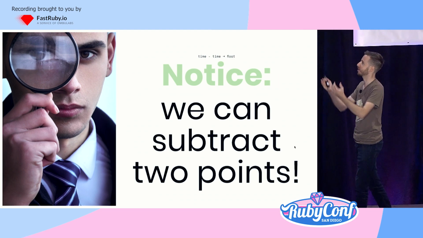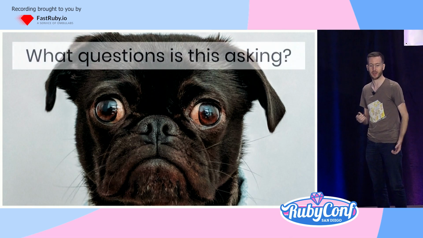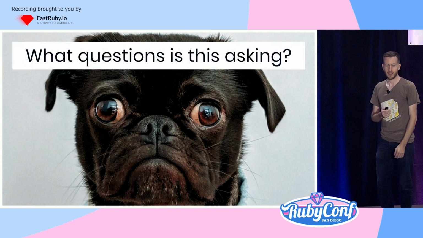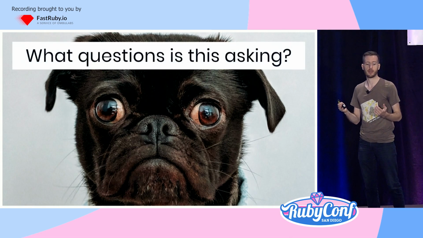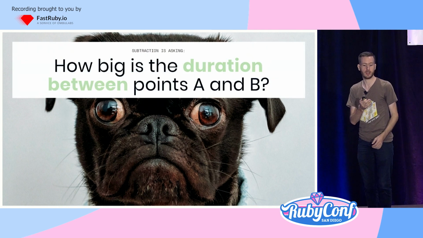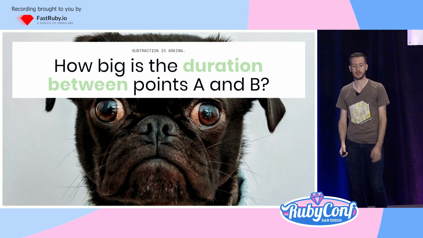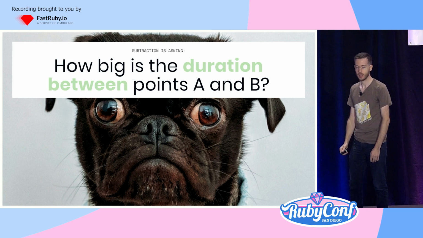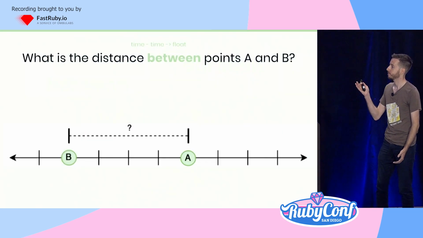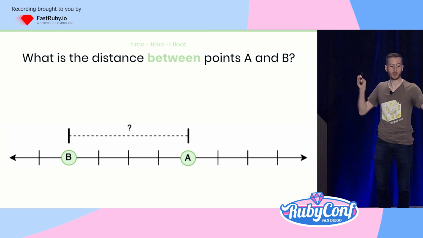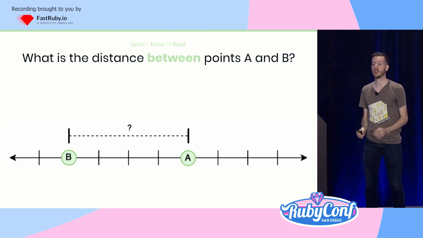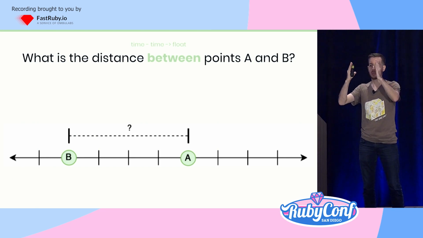Again, I'm gonna keep asking this question. What is this operator doing? What is it asking? And when you're subtracting 2 points of time from each other, what you're actually asking is the question, how big is the duration between points A and B? Visually, it looks kind of like this. So on our timeline, now we have a point A, we have a point B, and the question is, how big is that distance between the 2 of them?